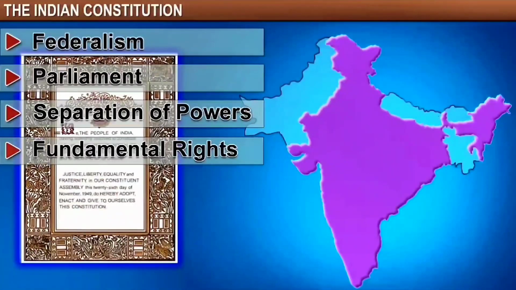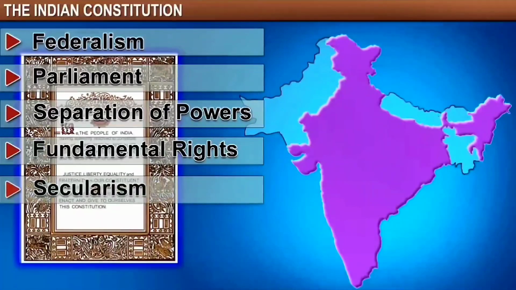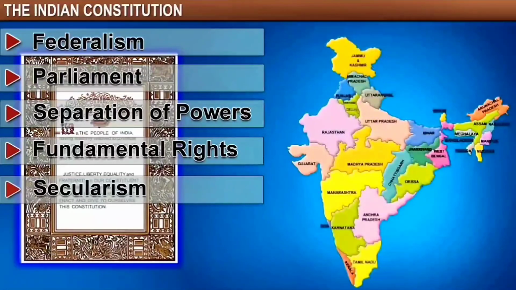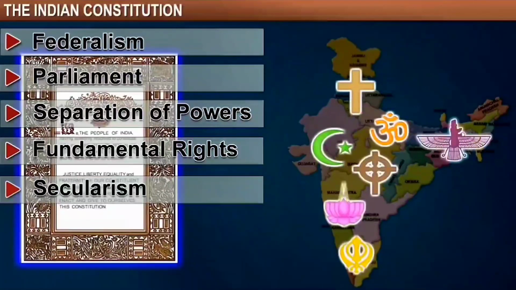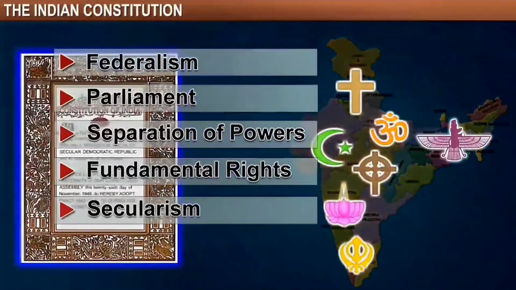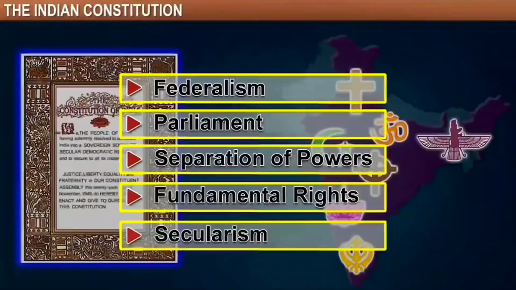The fifth feature is secularism. It means non-religion. It says that the official constitution will not say to practice so and so religion. Every religion is independent and would have the right to practice their own religion. These features of Indian Constitution ensure that India is a great place for all of us to live in.